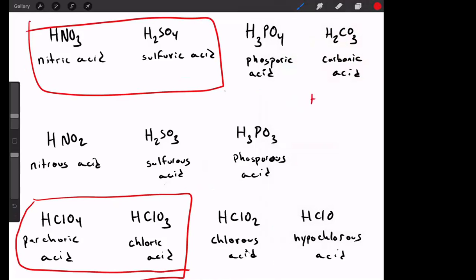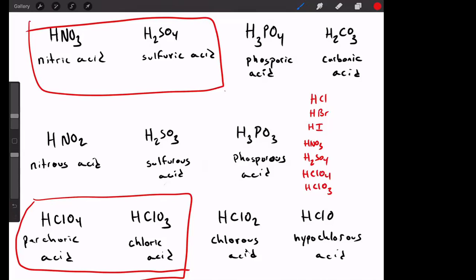Let's rewrite them down. HCl, hydrochloric acid. HBr, hydrobromic acid. HI, hydroiodic acid. HNO3, nitric acid. H2SO4, sulfuric acid. HClO4, perchloric acid, and HClO3, chloric acid. Those are the 7 strong acids.